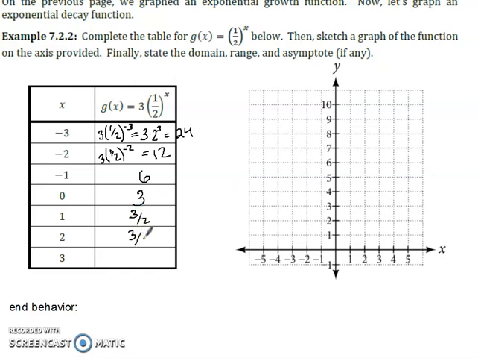Then I have 3 over 4 and 3 over 8. So graphing these, I've got negative 3 and 24, which is off my graph, negative 2 and 12, which would be right around here, negative 1 and 6, 0, 3, 1 and 3/2 or 1.5, 2 and 3/4, 3 and 3/8, which is a little bit less than 1/2. And my graph is going to look something like this, more or less.